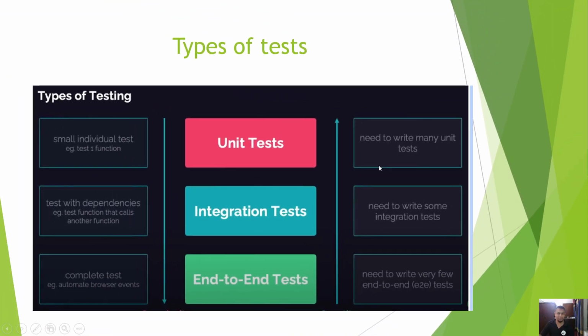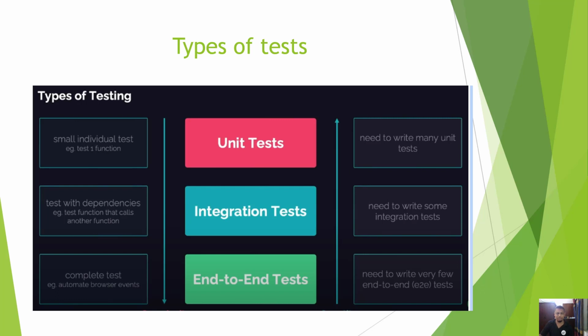So how many types of testing are there? Testing is mainly of three kinds: unit test, integration test, and end-to-end test. A unit test means a small individual test on a function. An integration test, with dependencies, tests a function that calls another function, and the end-to-end test is the complete test. So we will do everything by the end of this course.